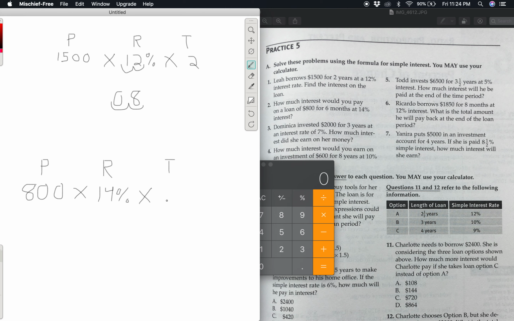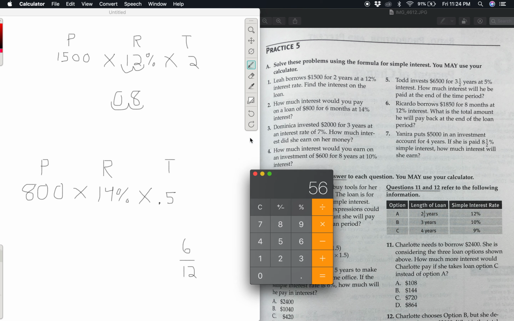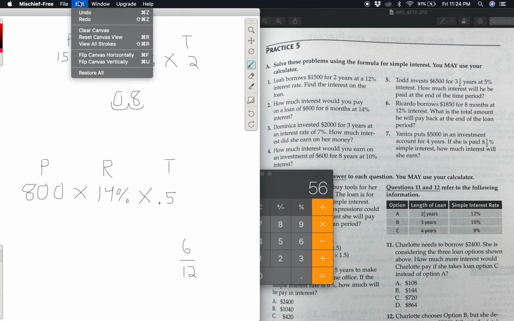Again, we know that there are 12 months in a year. So 6 over 12, we know this would be half. And how we would write that is 0.5, the decimal equivalent of half. So we have 800 times 0.14. Remember, move the decimal over two spaces. Times 0.5. Okay, so that number is 56. Let's clear this.